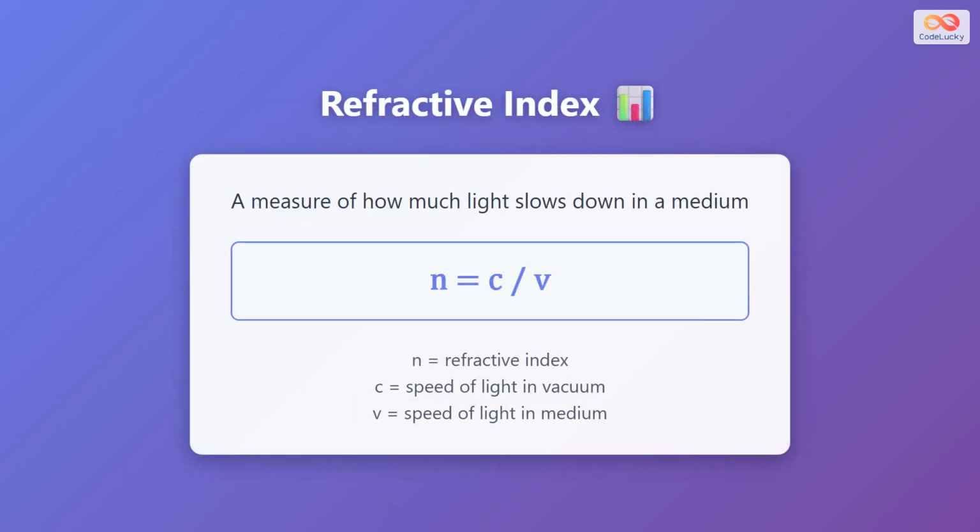To quantify how much light slows down in a medium, scientists use something called the refractive index. The refractive index is a measure of how much light slows down in a medium compared to its speed in a vacuum. The formula is n equals c divided by v, where n is the refractive index, c is the speed of light in vacuum, and v is the speed of light in the medium. The higher the refractive index, the more the light slows down, and the more it will bend when entering that medium.